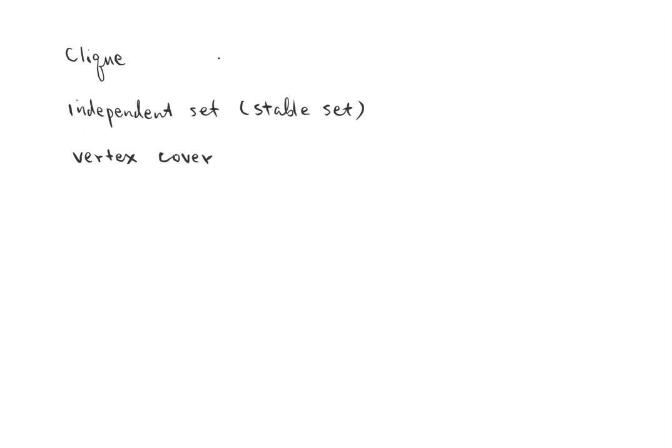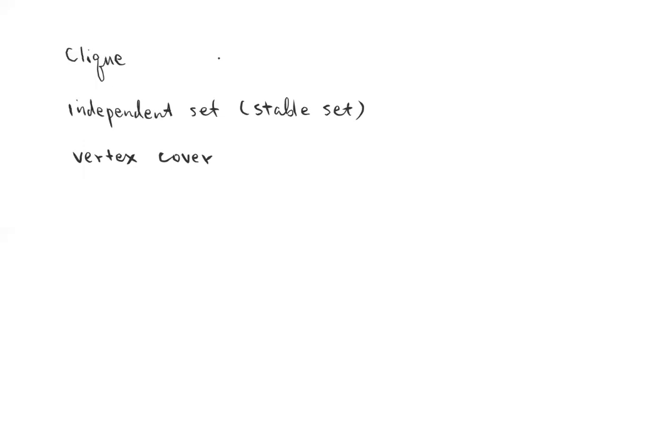There are three very important concepts in graph theory. One is called the complete graph, that is, clique. Another one is independent set. Some people also call it a stable set, but nowadays most people use independent set. In older times, actually, very often it was called a stable set. And also vertex cover, these three notions. Vertex cover, all right. So these three important concepts in graph theory.